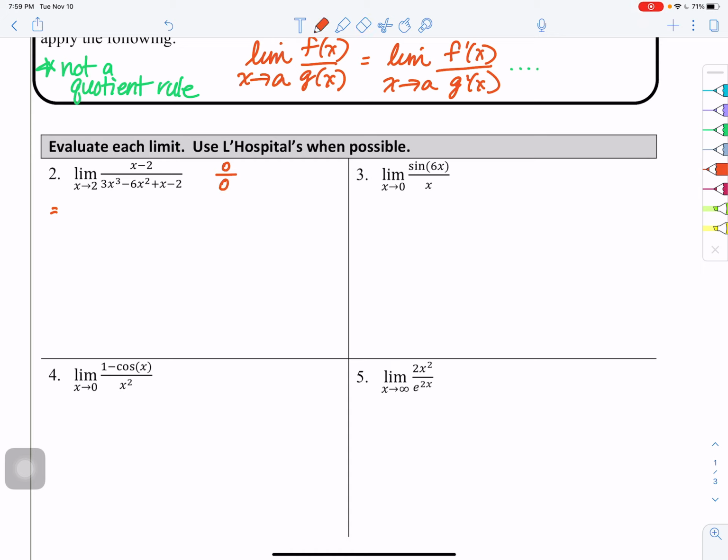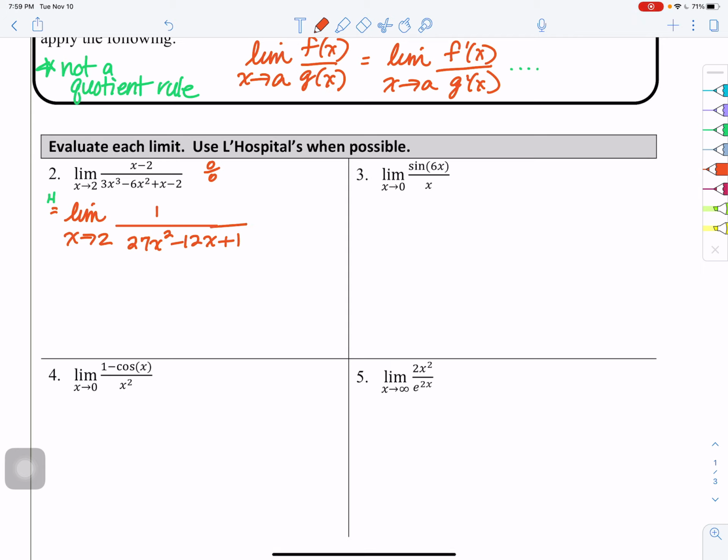And this is really, really good notation to let somebody know you found that. Some professors like it written up in the margins just a little bit like that. So what are we doing? We're going to apply L'Hopital's rule. So we have the limit as x approaches 2. The derivative of the numerator is 1, and the derivative of the denominator is 27x squared minus 12x plus 1.